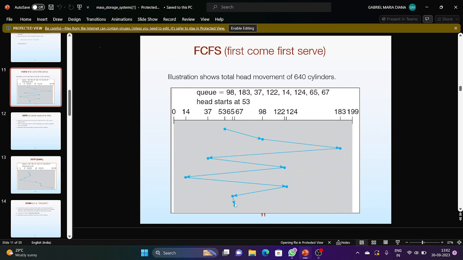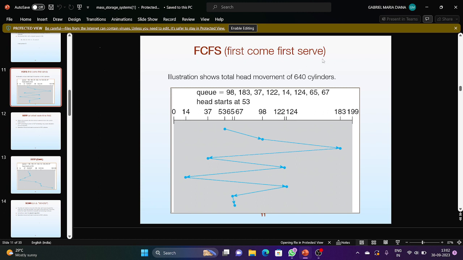What first come first serve tells us is that whichever process comes first will be served first. The main motto of FCFS is that whichever process is present first in the ready queue will be executed first. Here, to know the total head movement of the read write head across cylinders, we need to subtract.